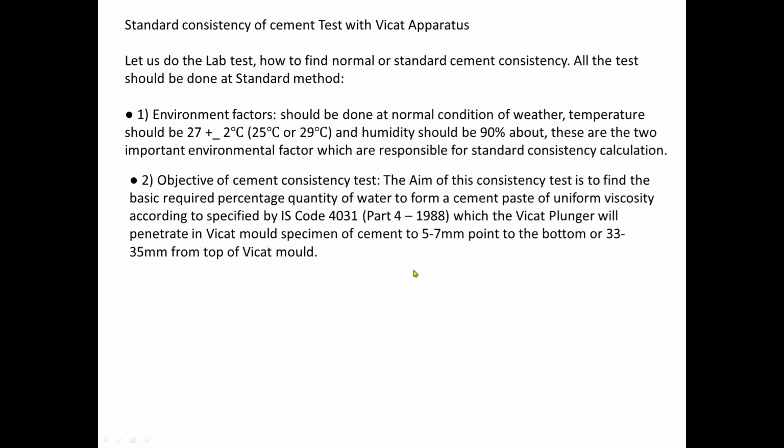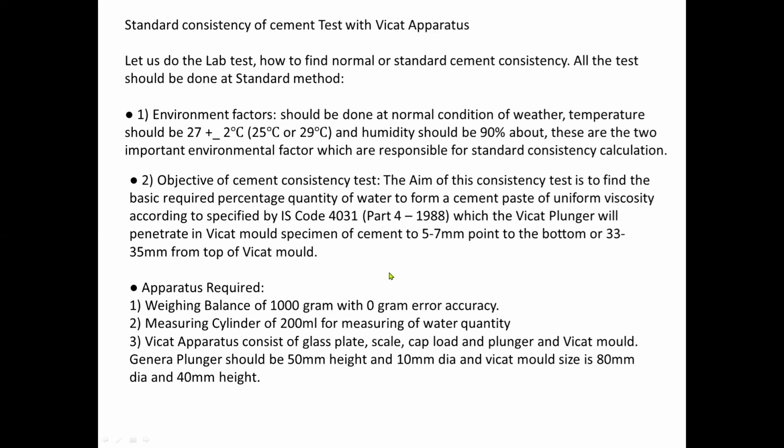Not only the environmental factors, but we also have to consider the objective of the cement consistency test. The aim of this test is to find the basic required percentage of water to form a cement paste of uniform viscosity, as specified by IS Code 4031, Part 4 of 1988, in which the Vicat plunger will penetrate the Vicat mold specimen of cement to 5 to 7 millimeters from the bottom, or 33 to 35 millimeters from the top of the Vicat mold.